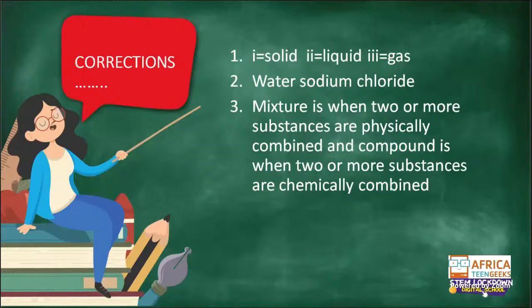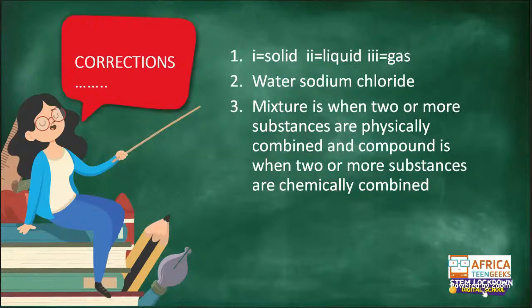All right, so let's look at our answers. These are the corrections. Number 1, almost all of you got it correct. I is a solid, II is liquid, and III was a gas. In exams, they can give you the way the particles are arranged and ask you to identify them. Now, an example is we can say water and sodium chloride.